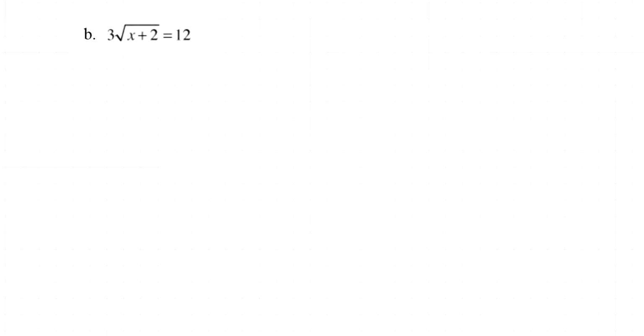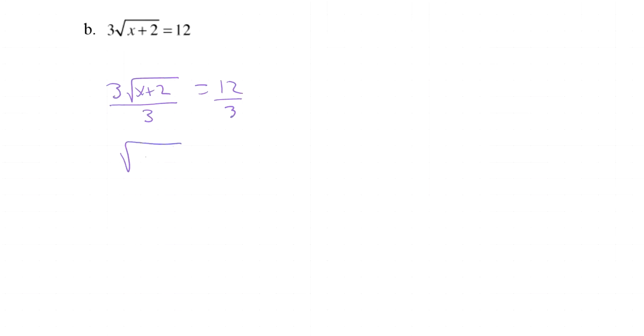865 b, and we are solving this equation, and it's a square root. So the first thing I'm going to do is write it down. 3 times the square root of x plus 2 equals 12. And then I'm going to isolate the square root first. So I'm going to divide by 3, and I get the square root of x plus 2 equals 4.